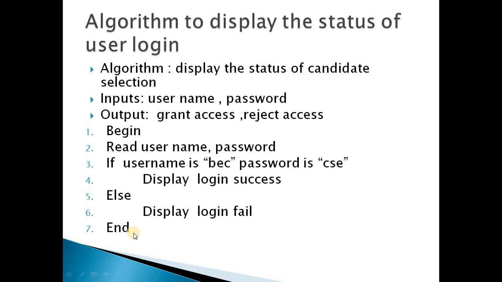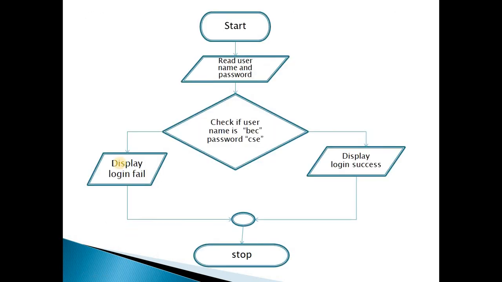This step-by-step algorithm is graphically represented like this. Begin is represented as an ellipse, the start symbol. Then it will read the username and password, which is represented using a parallelogram. Now the decision box represents the if statement. Here it is going to verify the condition whether the username is equal to BAC and the password is equal to CSC. If both conditions are true, then it will display login success and terminate the program. If the condition is false, then it will go this way, display login fail, and terminate the program.